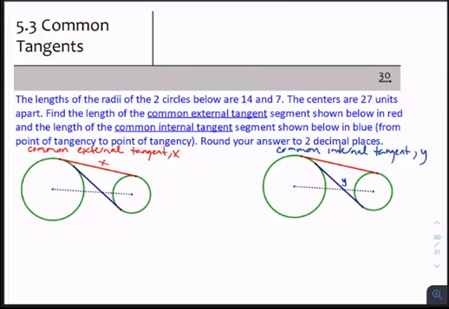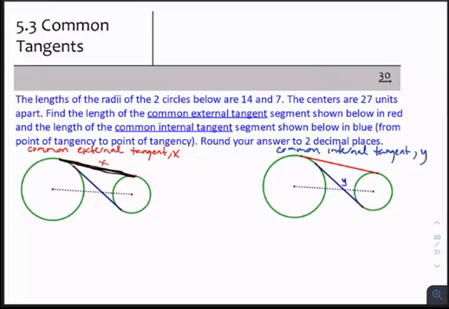What I'm going to do is talk you through the process for solving these. The process is pretty much the same. You just need to be able to distinguish which one you're trying to find. If we're trying to find this common external tangent, that's the length from this point of tangency to this point of tangency.